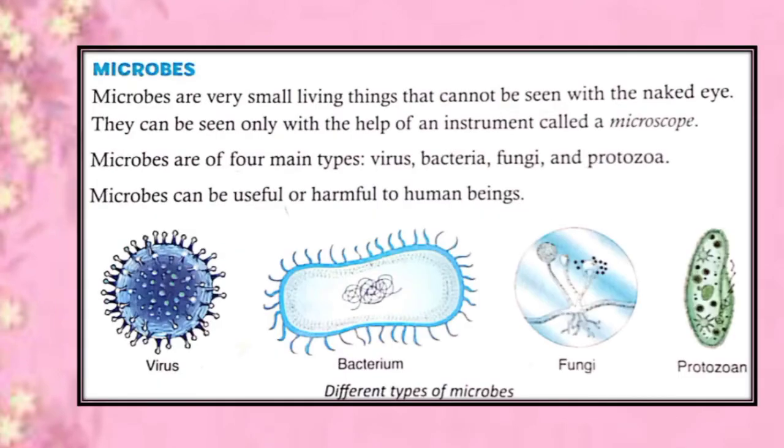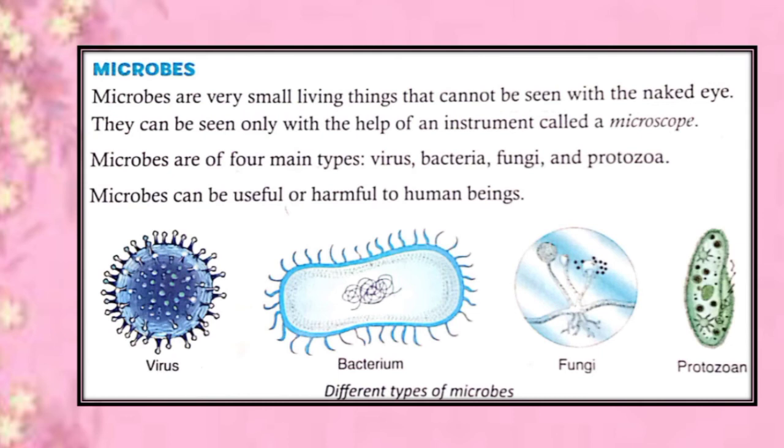Now next is microbes. Microbes are very small living things that cannot be seen with the naked eye. They can be seen only with the help of an instrument called a microscope. Microbes are of four main types: virus, bacteria, fungi, protozoa. Microbes can be useful or harmful to human beings.